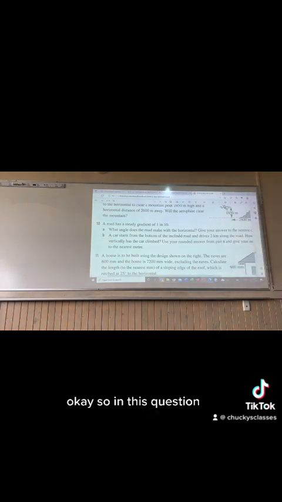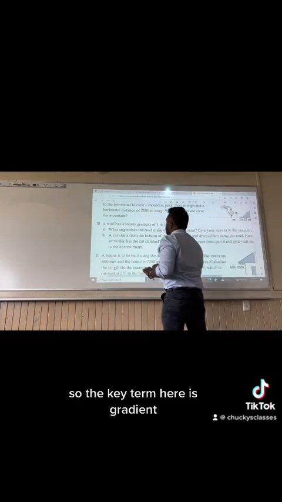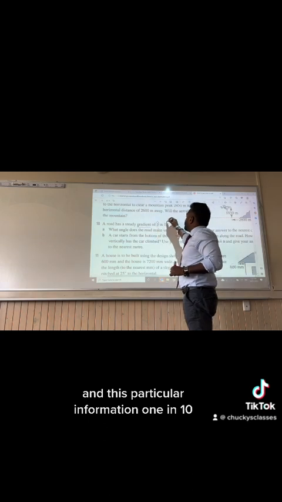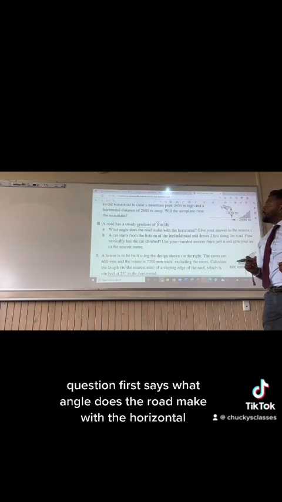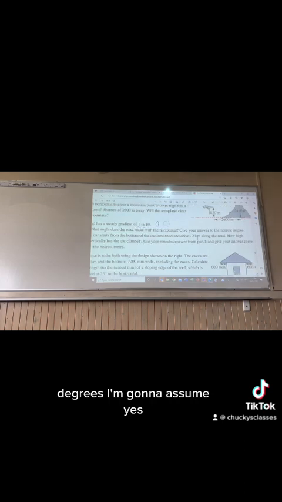So in this question, you will be just reading it and trying to understand the key terms here. The key term here is gradient and this particular information, 1 in 10. The question first says, what angle does the road make with the horizontal? Give your answer to the nearest degree.